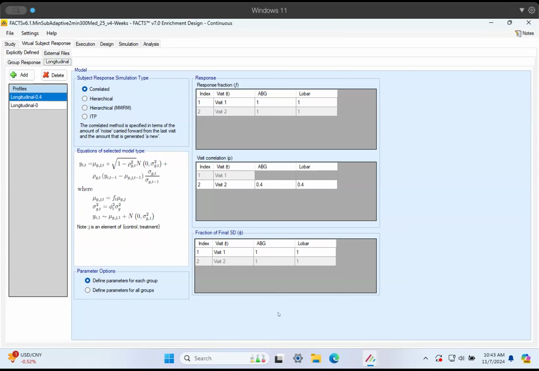And I'll show you, Giorgio has made some very nice plots that kind of demonstrate this behavior. We can look at that after we move back out of FACTS. The longitudinal 0 is the same thing, but with the 0 correlation here.